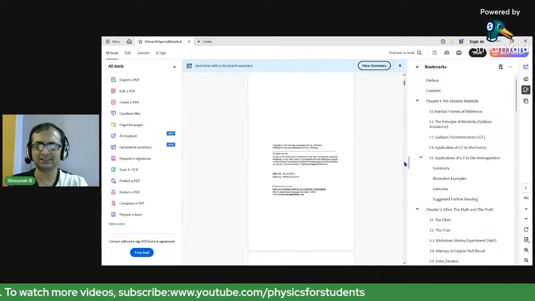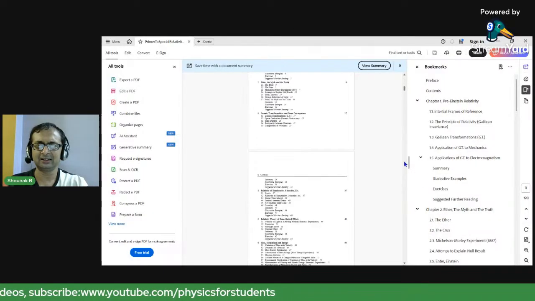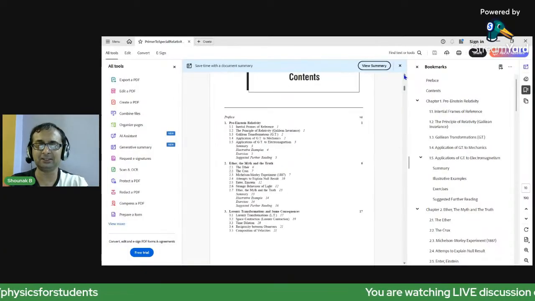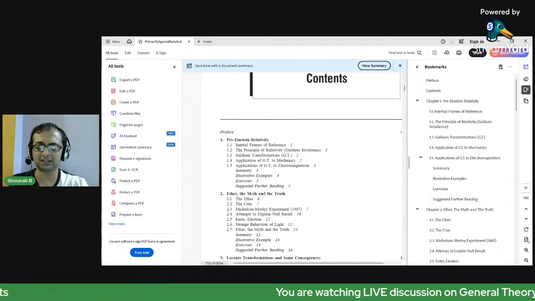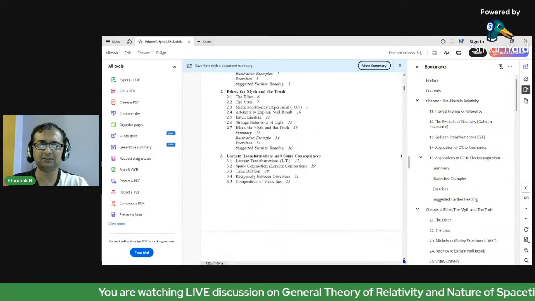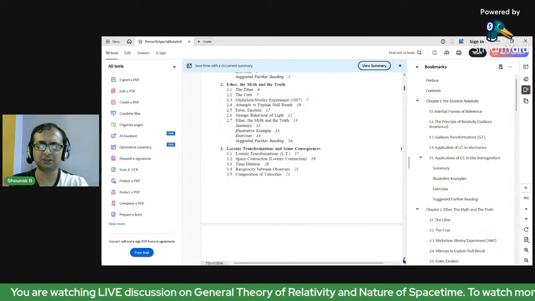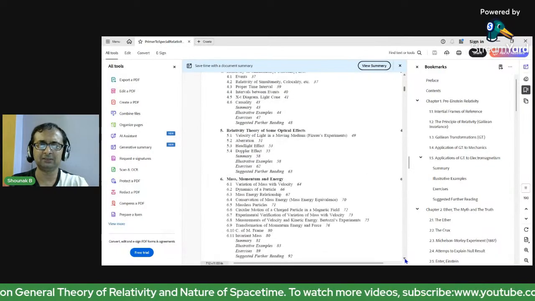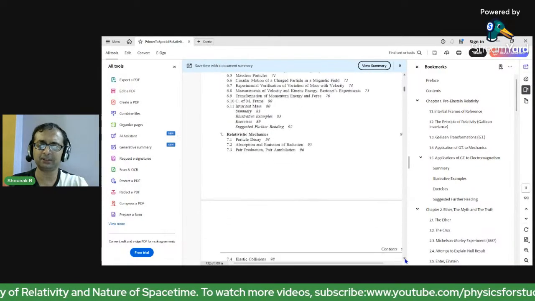It contains a lot of details. This is a primer, which means it is making you prepared. Can you see the content? Einstein, information, ether, then it will condense Lorentz transformation. It's a good book. Relativity, simultaneity, mass, momentum, energy. So this is for the initial level. You can start with this book.